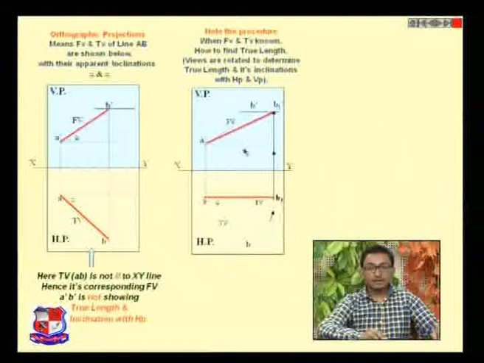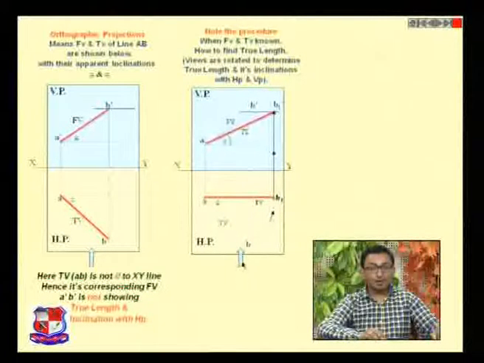Draw this line, it would be our actual inclination with the vertical plane. It would be the actual inclination with the vertical plane as well as the true length.